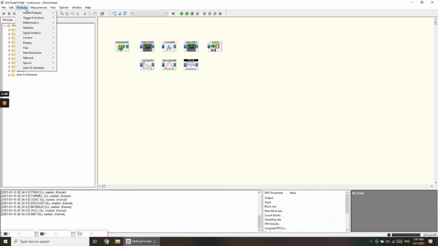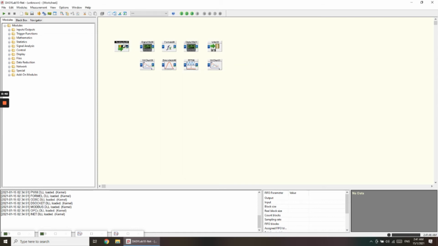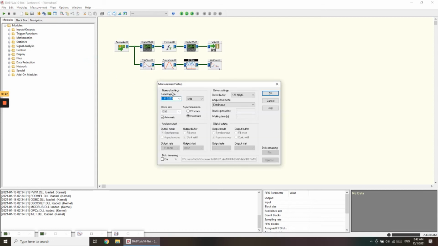And after that, we place the second YT chart after the FFT module. Similar to before, we tick the auto scaling and we connect all of this together. Last but not least, for the measurement setup, we need to change the sampling rate to 1 kHz and the block size to 8192.